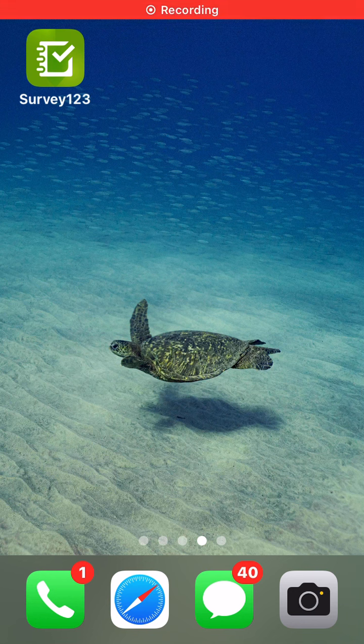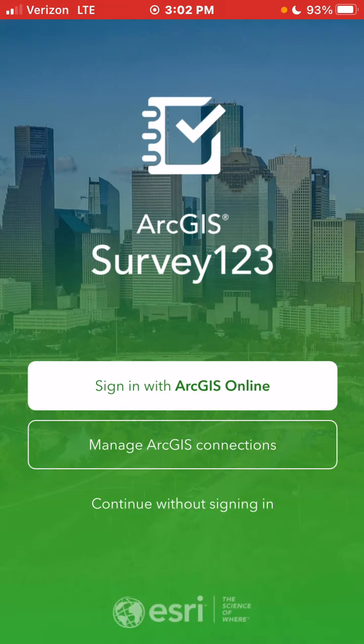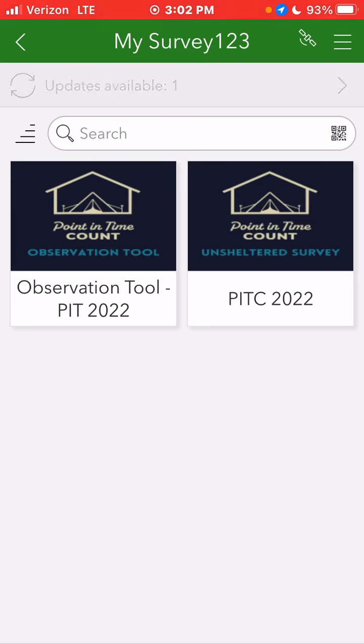Here's a walkthrough of completing a survey on the app Survey123. First, you'll want to click on the app to enter it. At the bottom, you will see the Continue Without Signing In. Always click that one. It'll bring you to this page that, if you have the surveys downloaded, you'll see the observation tool and the unsheltered survey.